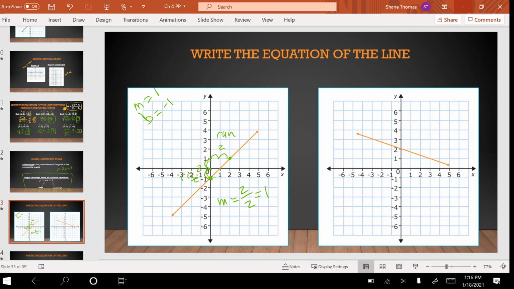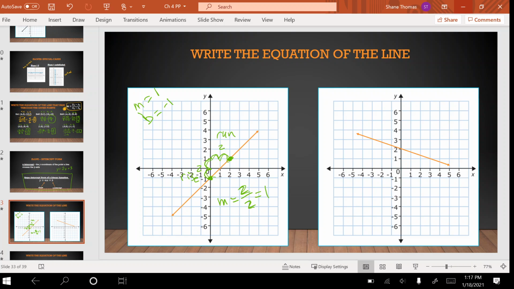I went up 2, over 2. Rise is 2, run is 2. From these points, I just followed along here, following the graph. From -1 to 0 is 1, 0 to -1 is 1. Because I was using this point, I wanted to go from this point to this point. And I can only go up and down, left and right. Think of it almost like Battleship. Okay? Alright, so my slope was 1.